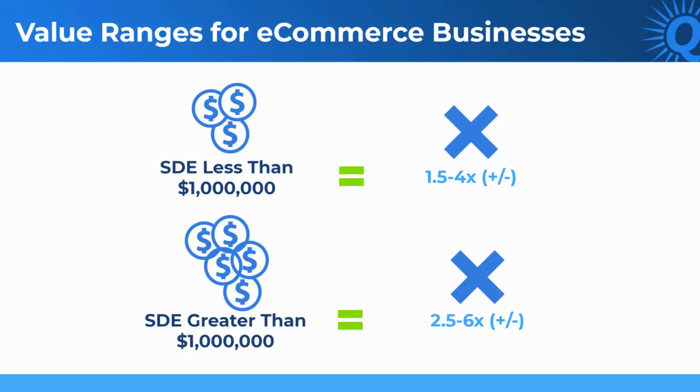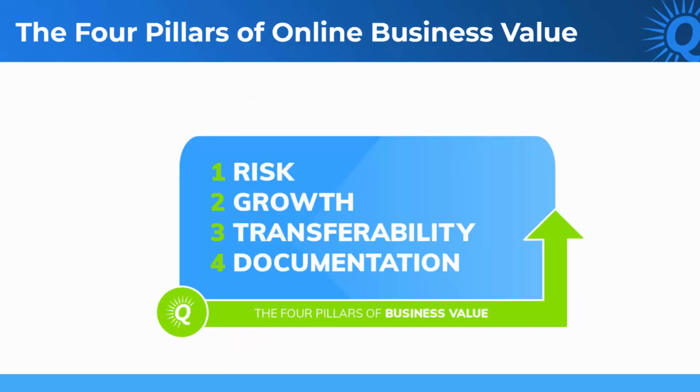Again, we say here, 1.5 to 4x. Really, it could be zero, right? If it's not worth anything. But that's kind of the typical range that we see. And then again, for the larger ones, 2.5 to 6x. Really depends on a number of factors, and we can talk about that.